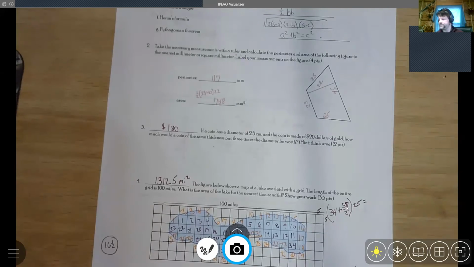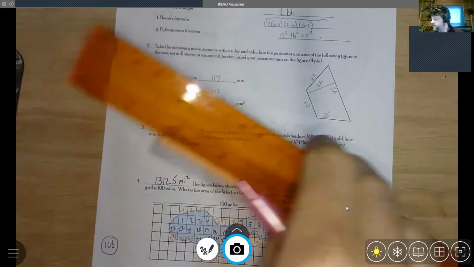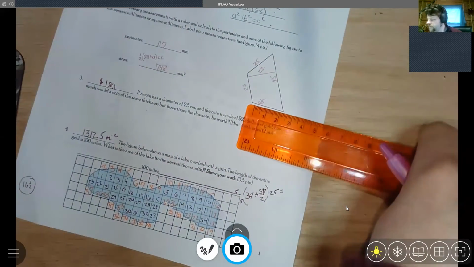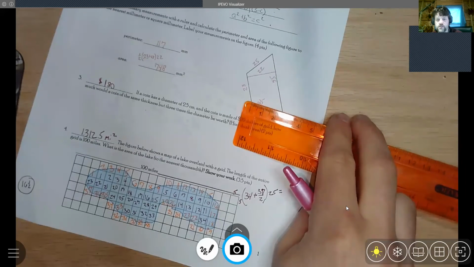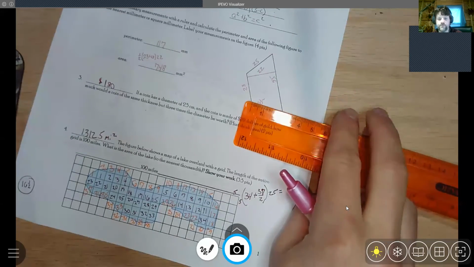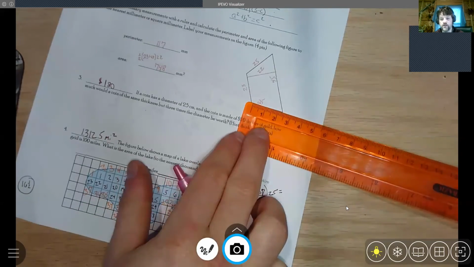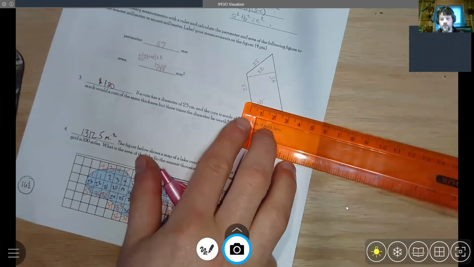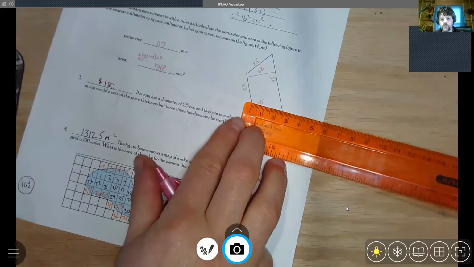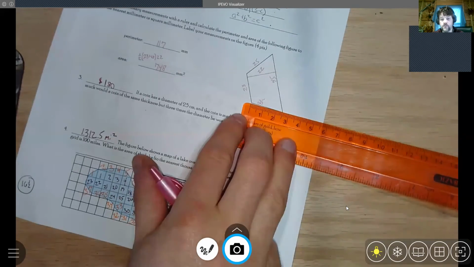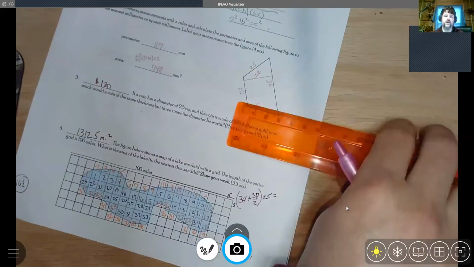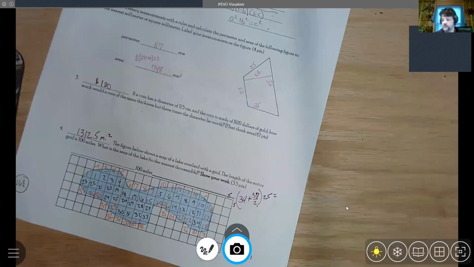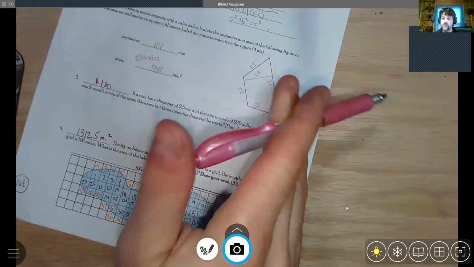Just for example, millimeters are these little tick marks on your ruler. Sorry about the glare. So you can see this side is 25 millimeters or 2.5 centimeters. So you had to measure all four sides and add them up. You should get 117 or very close.